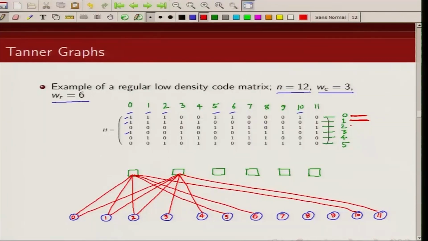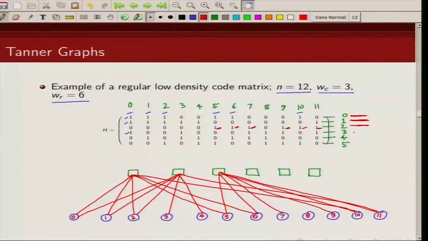Now, look at this parity check constraint. Now, which are the bits that are participating? This is 5. So, that is here. 6, that is this one. 7, that is this one, 9, that is this one, then 10, that is this one, and then 11, that is this one.